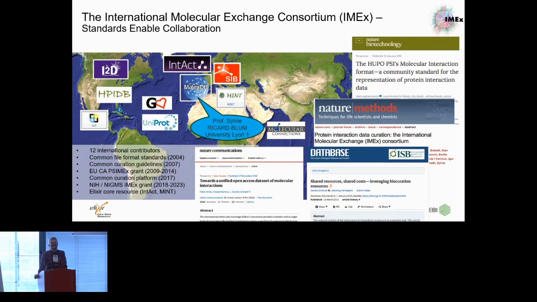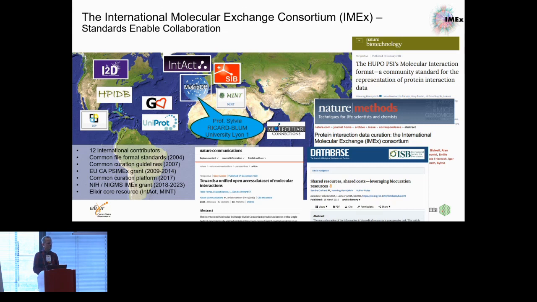One interesting example is MatrixDB, which I've selected here because they are based here in Lyon. And MatrixDB under Sylvie Ricard-Blum is a very small operation. It's basically Sylvie and various students over the years who have helped to develop the system, but they have expertise in the curation of the extracellular matrix.